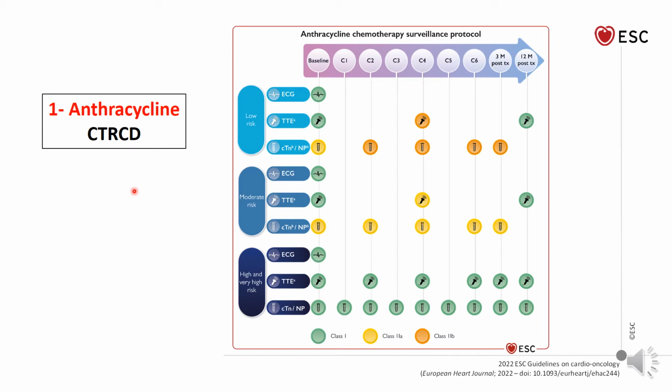Starting with the famous group of drugs, which is anthracycline. Anthracyclines are used in many types of malignancy, like blood malignancy, lymphoma, and leukemia. So they are broadly used in children with these blood malignancies, and also in breast cancer. The famous side effect of this drug is chemotherapy-related cardiac dysfunction or heart failure.